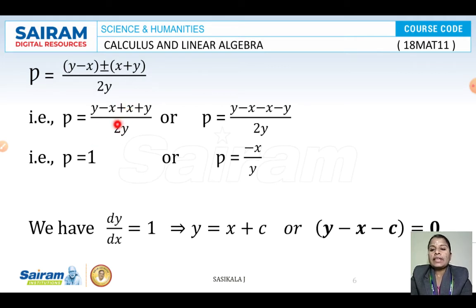X will get cancelled. It will be 2y by 2y, which will be 1. And here p is equal to minus x by y. And then what is that? dy by dx is equal to 1, and then dy by dx is equal to minus x by y.